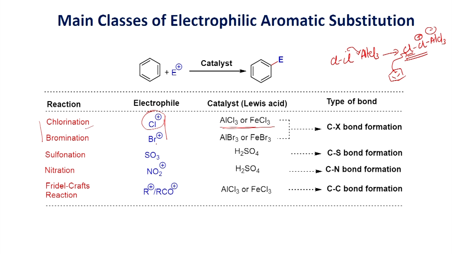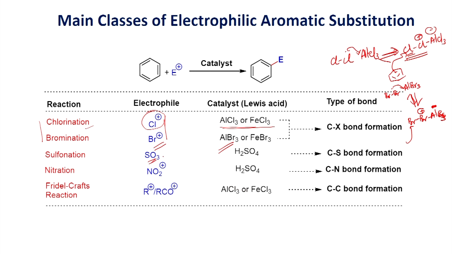Similarly, in the case of bromine also, if you have, for example, aluminum bromide and Br, you will be able to form the activated electrophile, you can write it like this. Now the benzene ring can easily undergo reaction with this bromine.